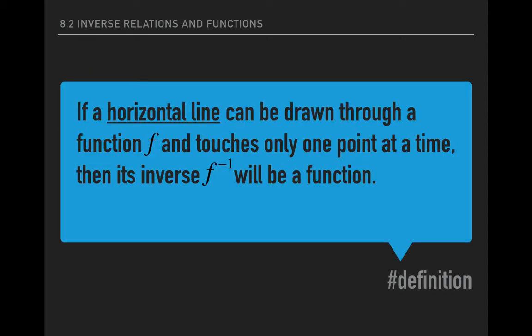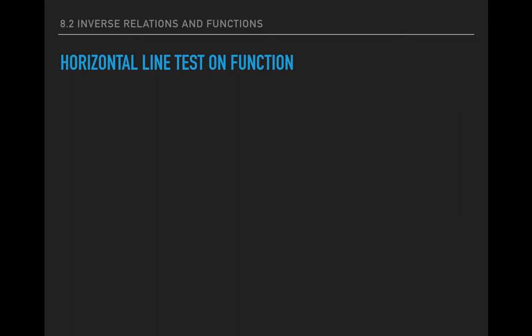I have a definition here for you that will help us determine one-to-one functions, which I'll define in just a moment. If you take a horizontal line and it can be drawn through a function f and only touch one point on that graph at a time, then the inverse, which would be f to the negative 1, will be a function. This is kind of similar to your vertical line trick. It's just a little test we use to help us. Let me show you this.